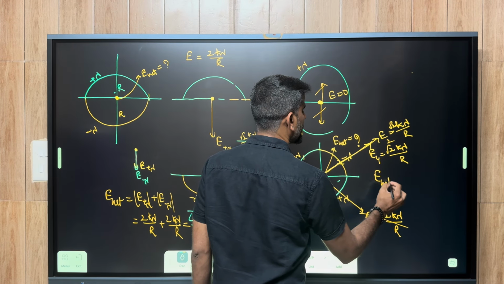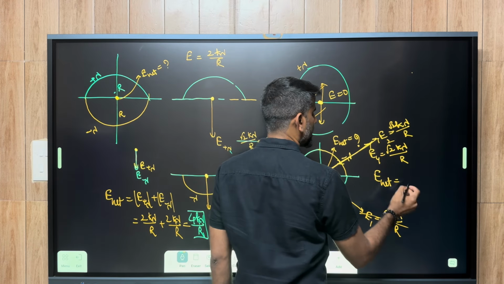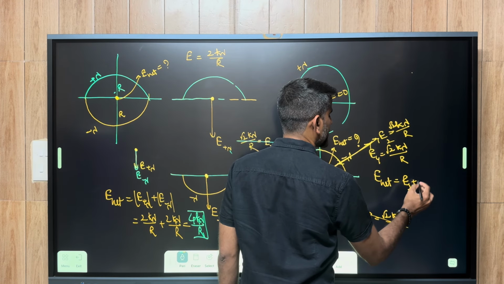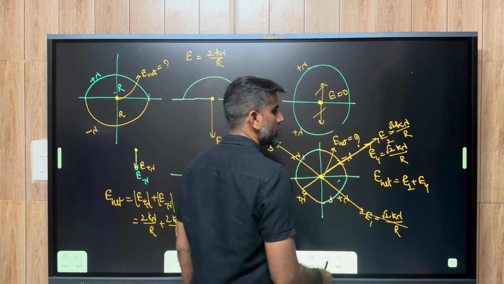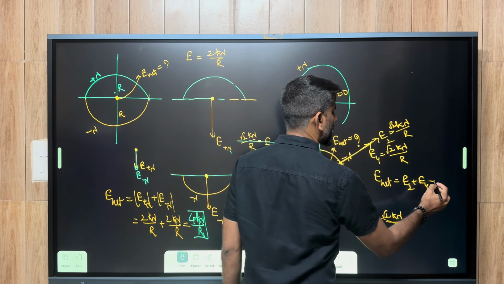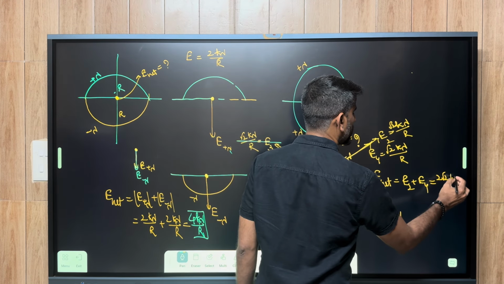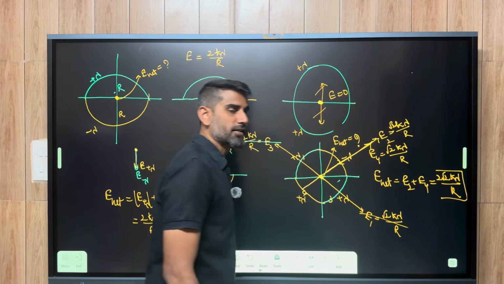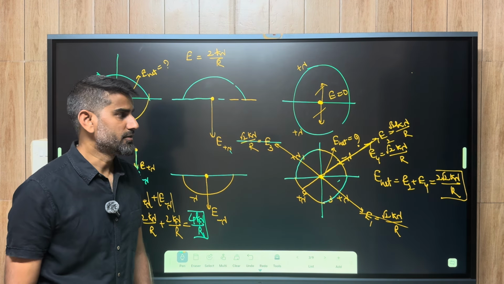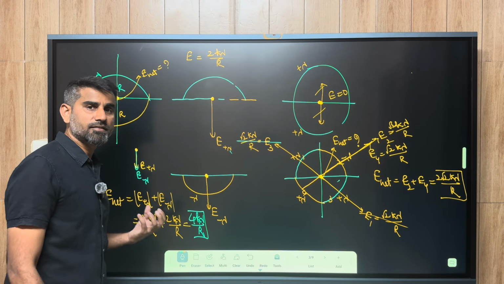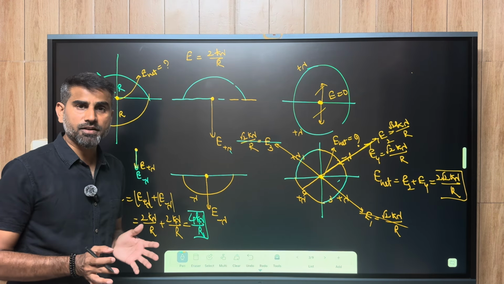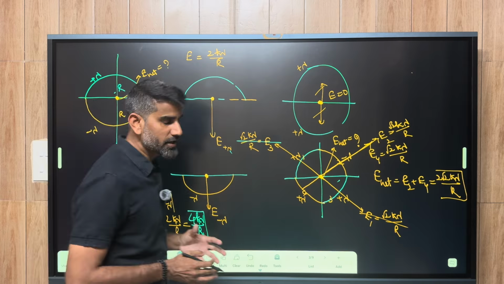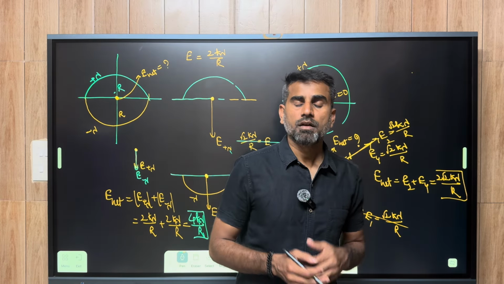So what is the net field? E net is equal to E2 plus E4. If I add both of these, what am I getting? 2 root 2 k lambda by r. This is our final answer. Hope the examples that I have discussed so far are very clearly understandable, right? If you still feel difficulty in understanding, please comment below.